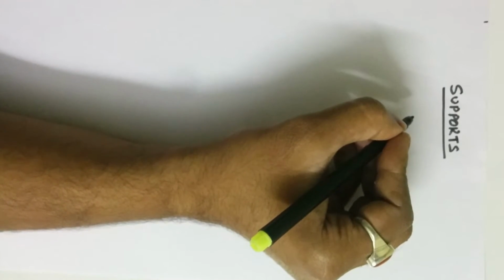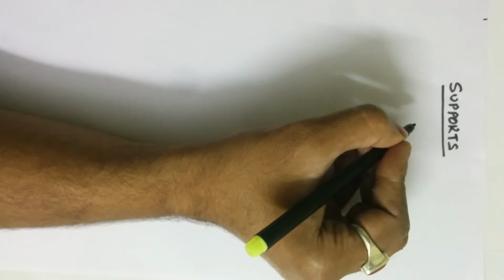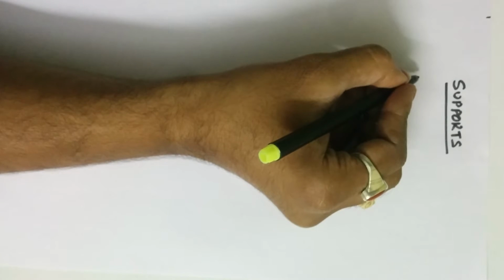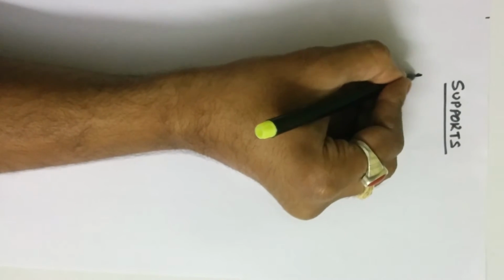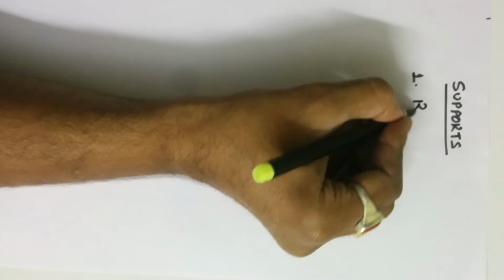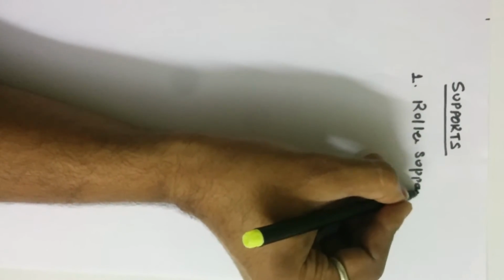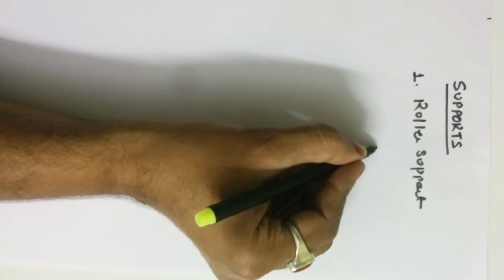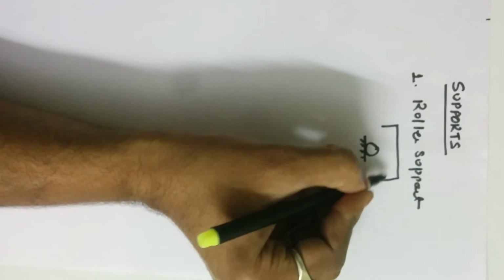Now, in mechanics, we have various types of supports. Out of those supports, I am going to discuss basically the three types of support. The first one I am going to discuss is the roller support. Now, what is a roller support? Roller support, as the name indicates, is like a roller and a body supported by a roller.